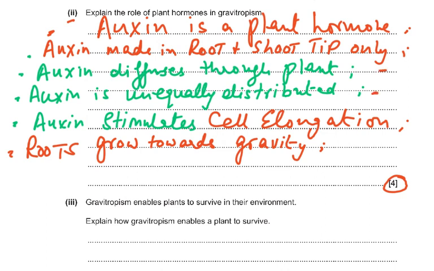Auxin is unequally distributed. Auxin stimulates cell elongation. The word is cell elongation, not cell division. Please remember that. And roots will grow towards gravity and shoots will grow away from gravity. So which will be a positive tropic response and a negative tropic response. So this is how you will answer this question.